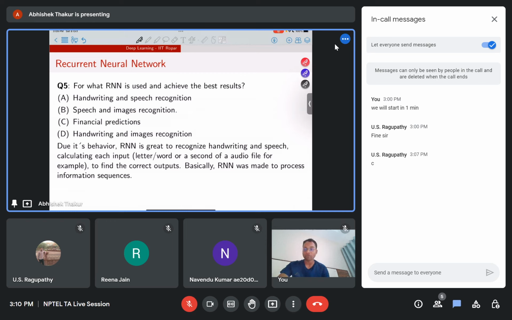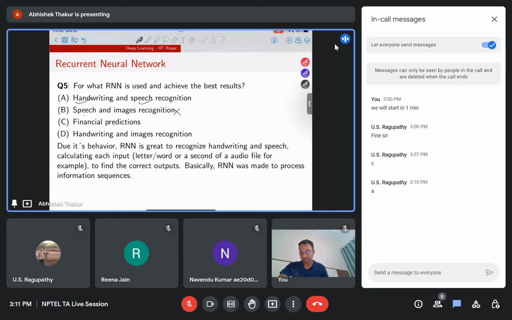The next question is, for what is RNN used and achieves the best results? It is basically asking the application of RNN. The first is handwriting and speech recognition. Handwriting is correct, speech recognition is also correct. We have already talked about this. Option B is speech and image recognition. Speech is correct, but image recognition is not, meaning RNN is not the best way to classify or recognize images. So option B is wrong.